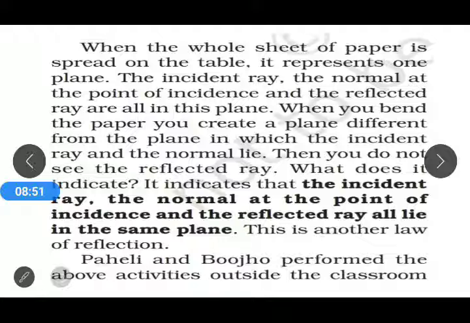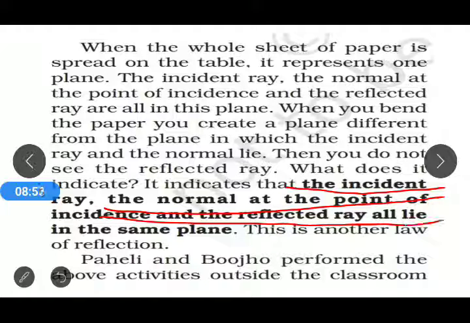It suggests that the incident ray, the normal at the point of incidence, and the reflected ray all lie in the same plane. It means when the incident ray travels in a plane, then the reflected ray also travels in the same plane. Same plane means at the same place. That is the second law of reflection.